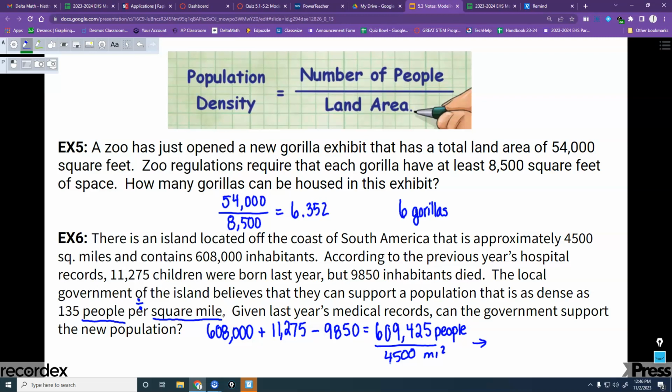And that will give us 609,425 divided by 4,500. We're going to get 135.428 people per square mile. So, can the government support this new population? If you round down, yes. But if that's a hard line, no, they cannot, because you have a number greater than 135 for that.